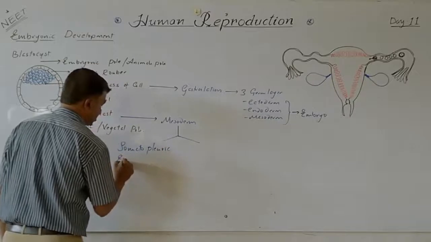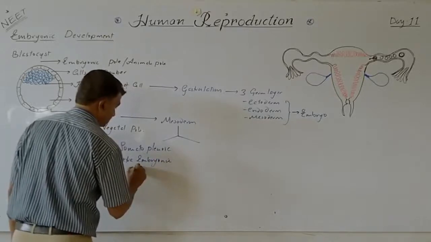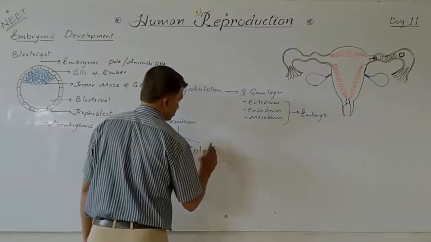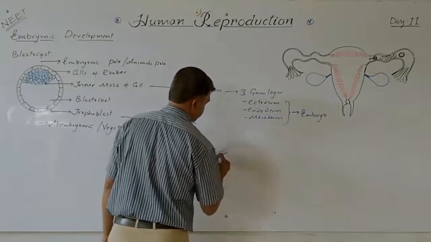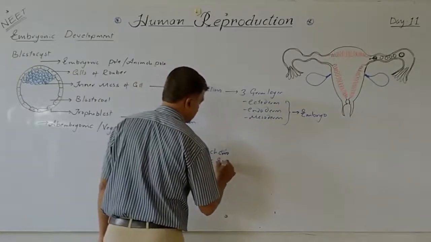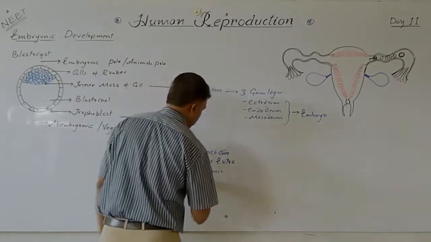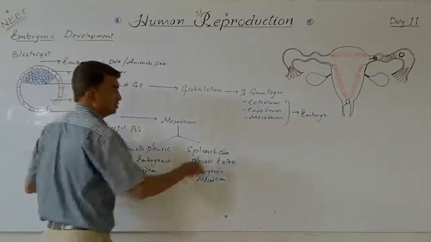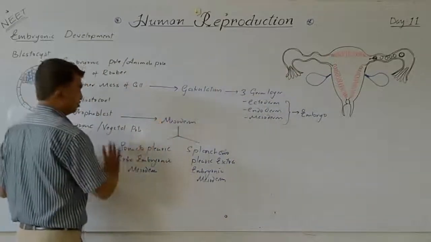somatopleuric extraembryonic mesoderm and splanchnopleuric extraembryonic mesoderm. Yes. So to some extent mesoderm is produced in the inner cell mass, and mesoderm is also produced from the trophoblast.